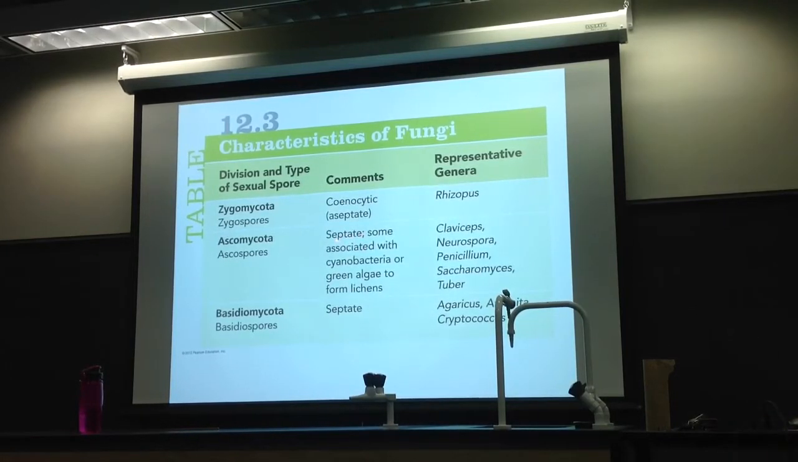In terms of their hyphae, they have septate hyphae as well as the last group. So in other words, the only group with pseudocytic hyphae is Zygomycota. It makes it easier to learn, right? All the other groups have septate hyphae. Real easy to learn that.